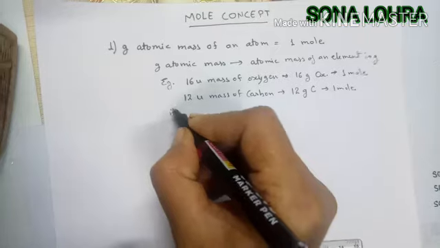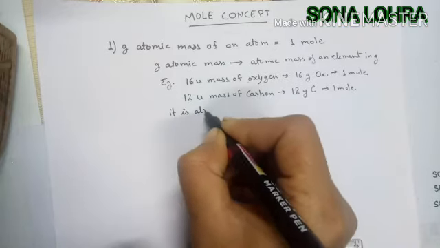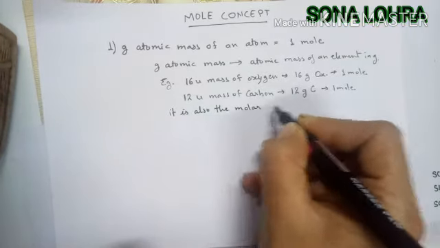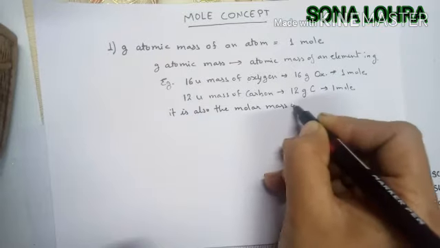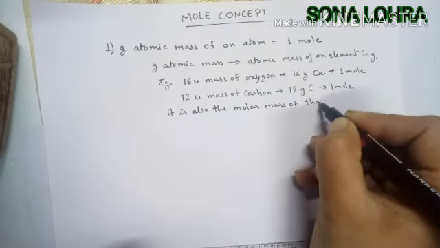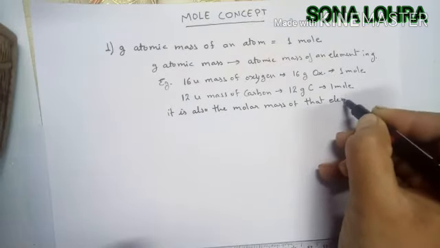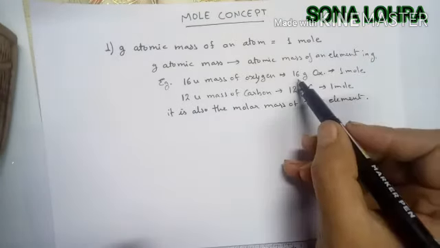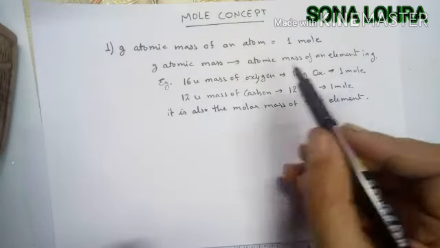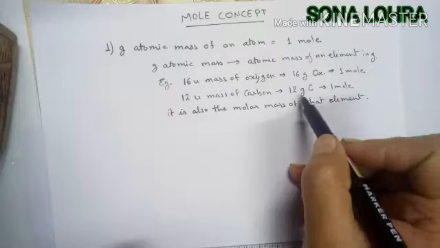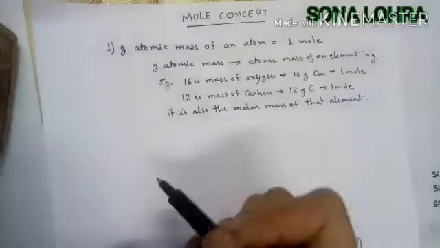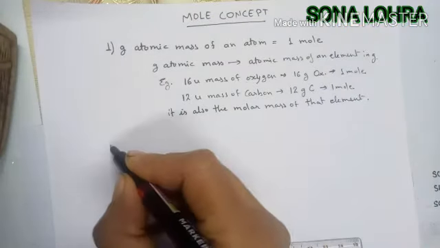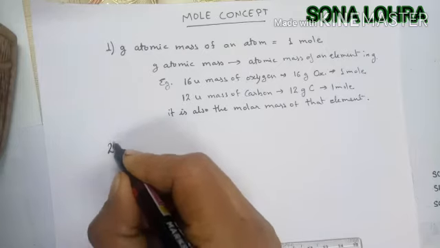Similarly, if we want to take an example of carbon atom, the 12 unified mass is the mass of an atom, whereas the 12 grams is the molar mass of 1 mole of carbon. The molar mass is similar to the atomic mass, but it is in the unit of grams.